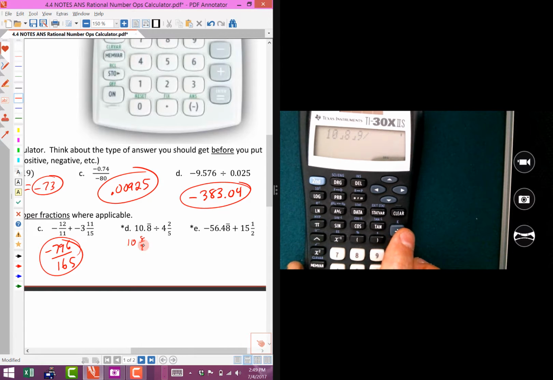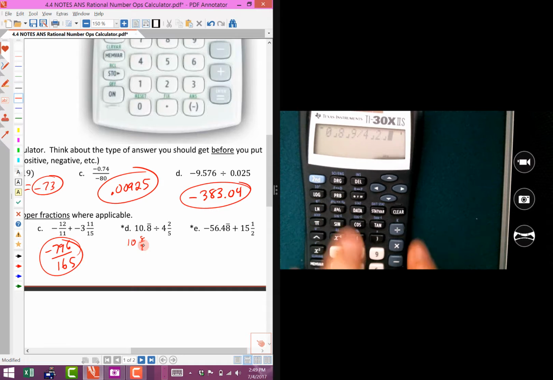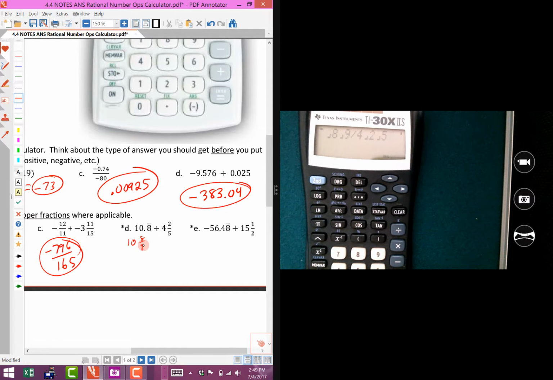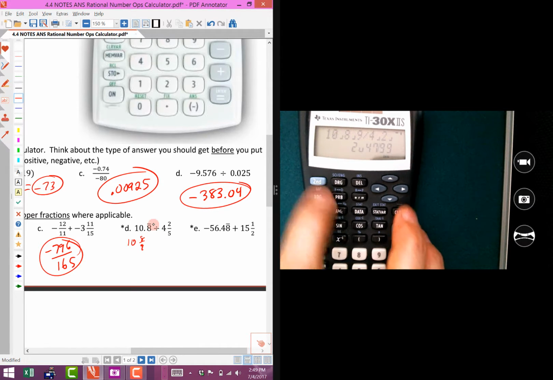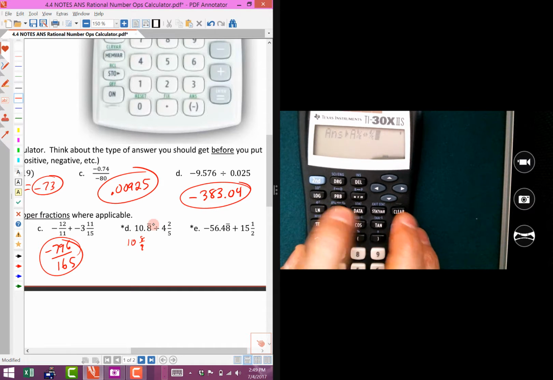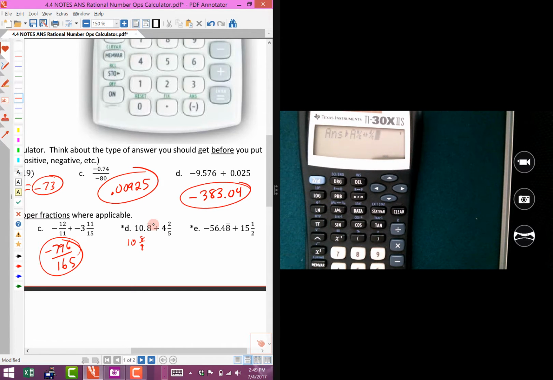Then we're going to divide, and I'm going to do 4 fraction input, 2 fraction input, 5, and I think we're in good shape there. We're going to go ahead and hit enter. We were expecting a positive because both of these numbers were positive, so we're in good shape there. This is about 10 and that's about 5. It should go in there about twice. We're going to change that to an improper fraction, so I'm going to hit second. Fraction input key gives us that mixed-to-fraction button.